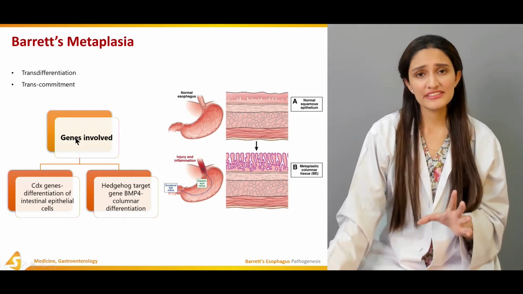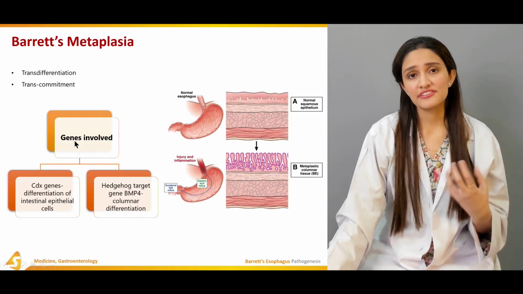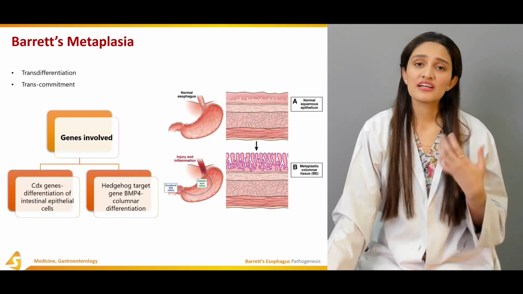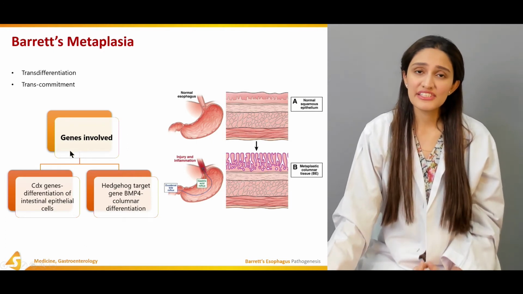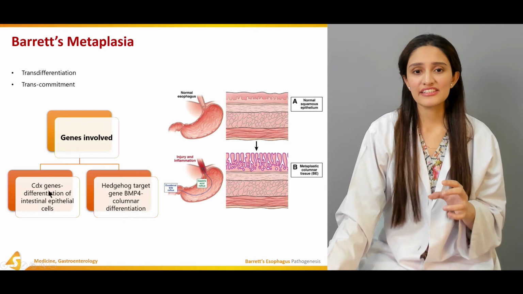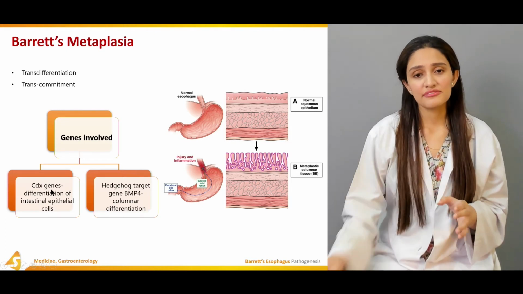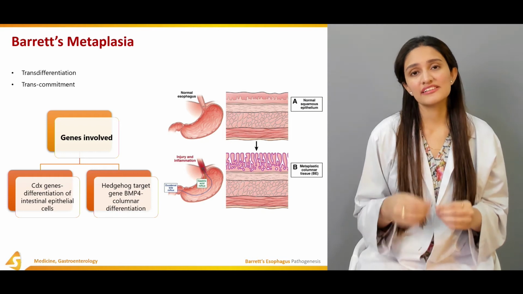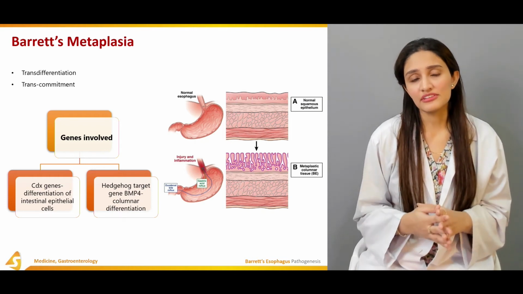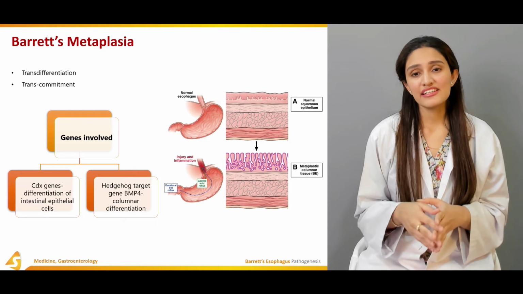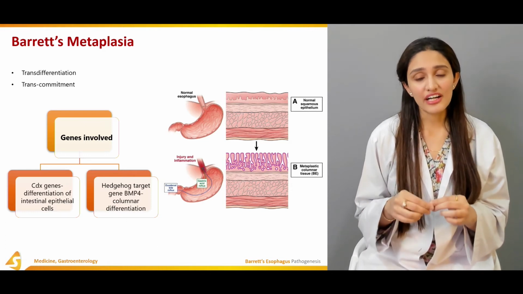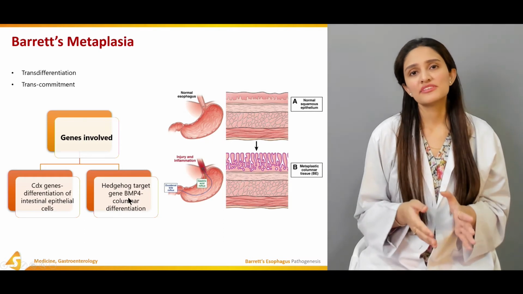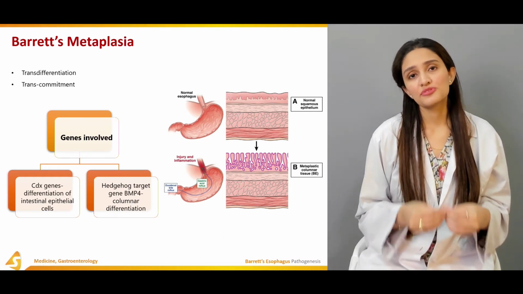There are a few genes that are upregulated by the reflux-induced esophagitis, which ultimately cause metaplasia. The genes involved are the CDX genes, which make the intestinal epithelial cells more prone to metaplasia. And the second gene involved is the hedgehog target gene BMP4, which ultimately causes columnar differentiation instead of squamous differentiation of the normal esophagus.